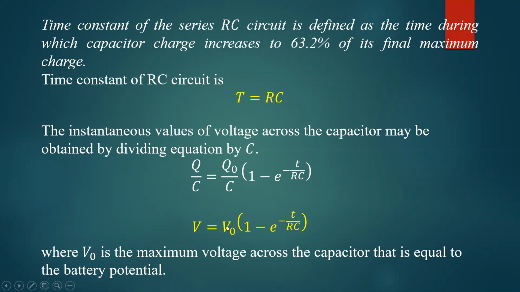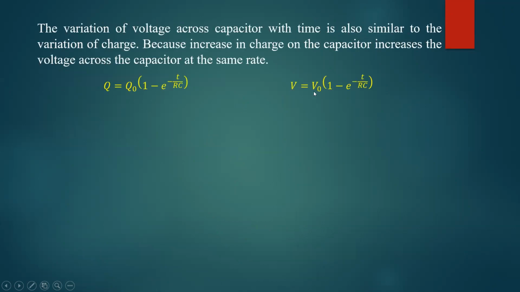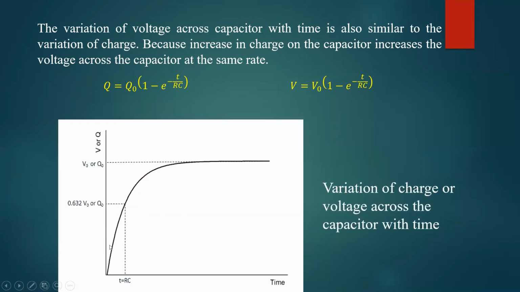Now look at the expression for Q and the expression for V. They are exactly the same. Q equals Q naught into 1 minus e to the power minus t by RC. Voltage V equals V naught into 1 minus e to the power minus t by RC. This is the charge in the capacitor, and this is the voltage across the capacitor. Both increase exponentially with time. Sorry, I said decrease; they increase.